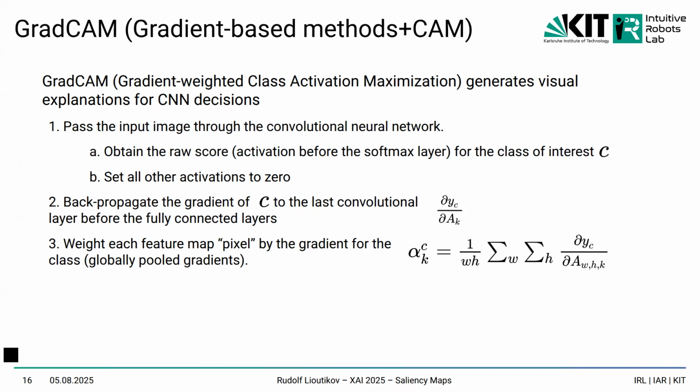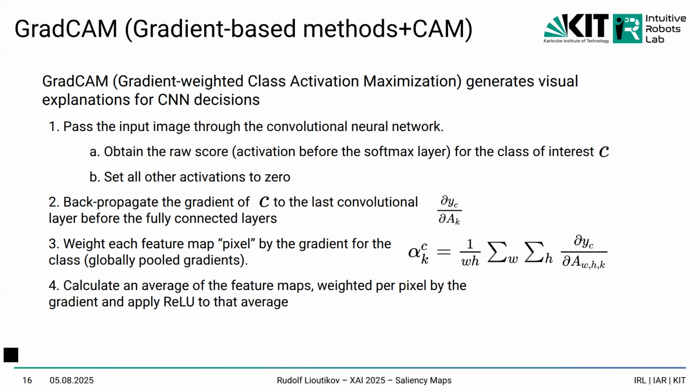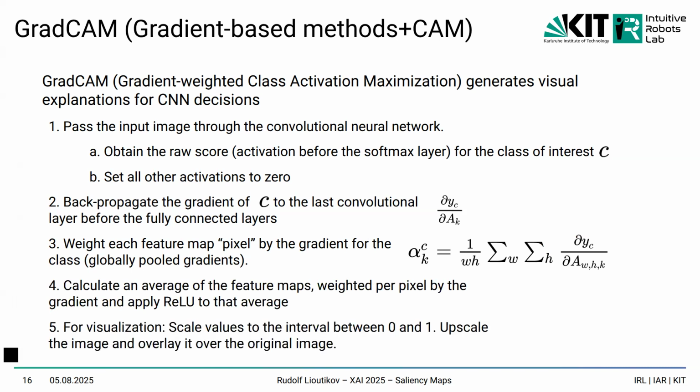And then we take this as a kind of weight for the feature map. The feature map here is again our globally pooled last CNN channels. Then we just average over this, take our ReLU function, and then we can overlay this with our image. So that's for visualization purposes only, it doesn't really help us with anything else.